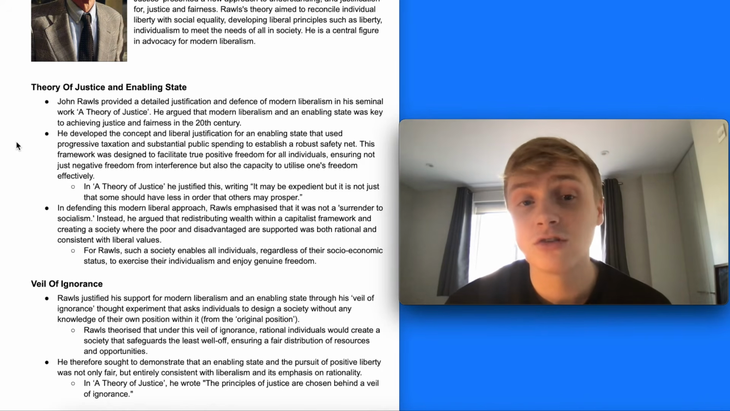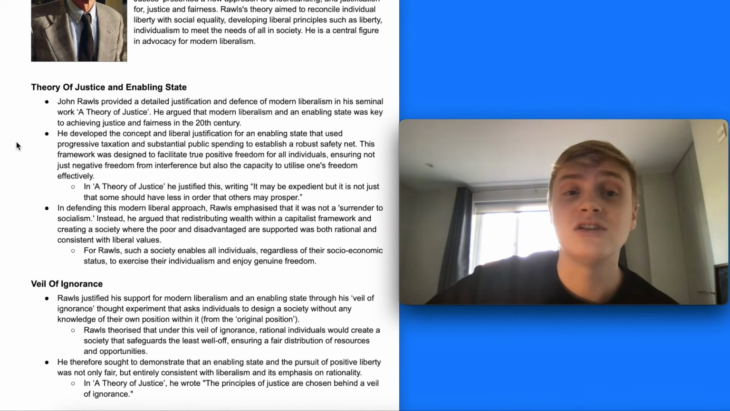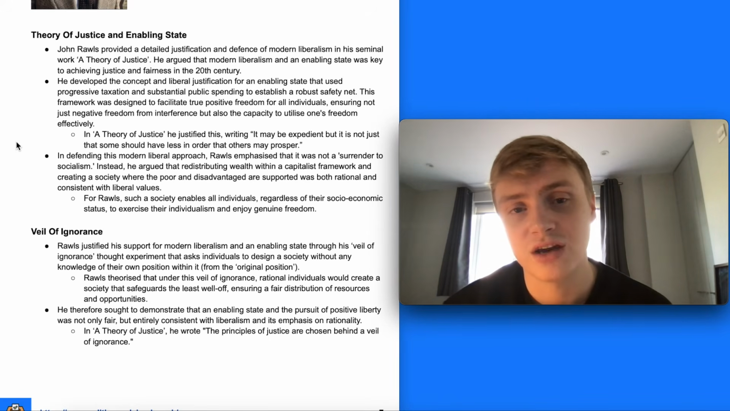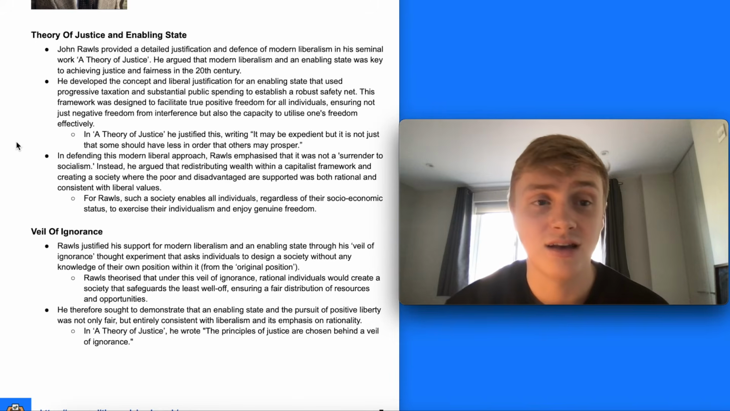So he provided a detailed justification and defense of modern liberalism in A Theory of Justice, arguing that modern liberalism and an enabling state were key to achieving justice and fairness in the 20th century. He developed the concept and liberal justification for greater state intervention that used progressive taxation and substantial public spending to ensure a robust safety net in society.